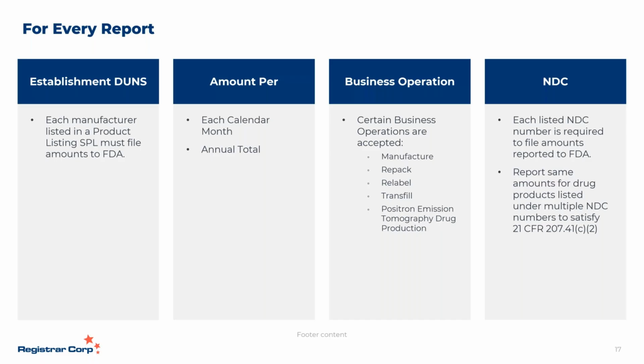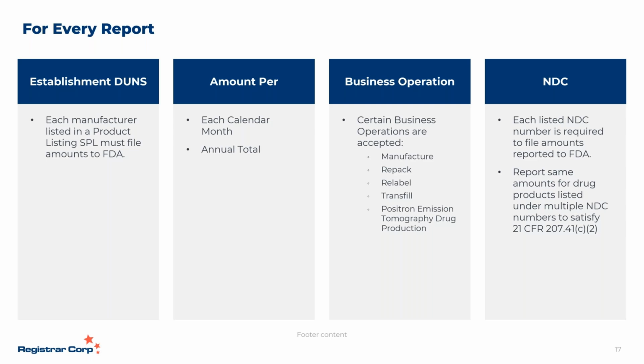There are some commonalities between the types. Each report will require including the manufacturer's establishment DUNS as it is filed in the listing SPL. Quantities will be reported by month and then an annual total in a column named amount per. Business operations are selective. Even though the listing SPL includes more business operations, amount reporting has a short list of options that are accepted by FDA.